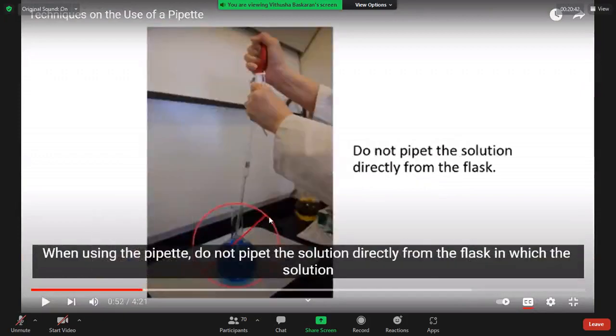So, when you're taking the solution for rinsing, you can't take it directly from the flask in which it is stored. So you have to take the solution in a beaker.